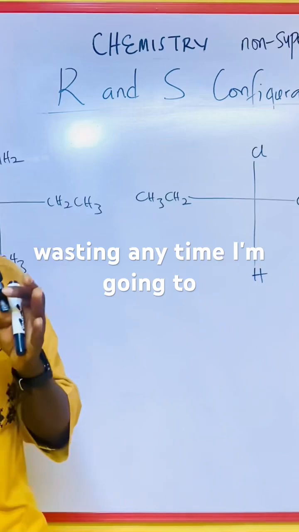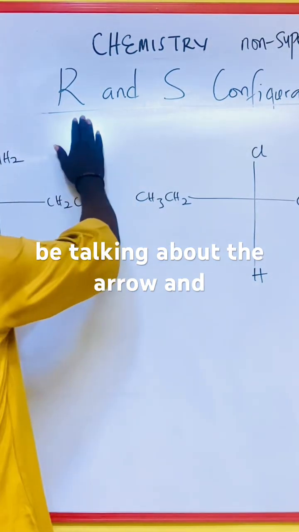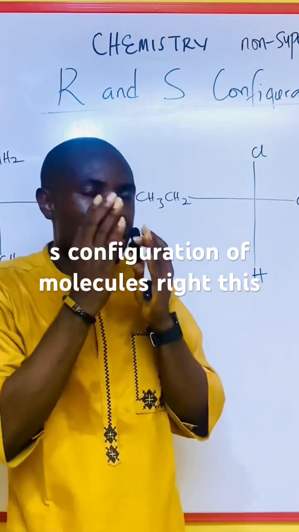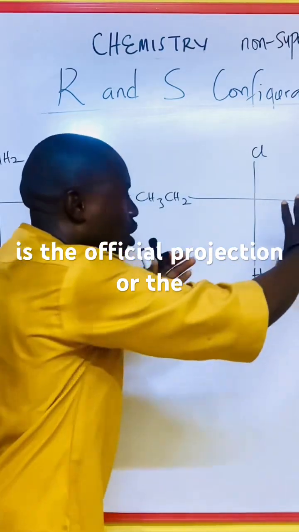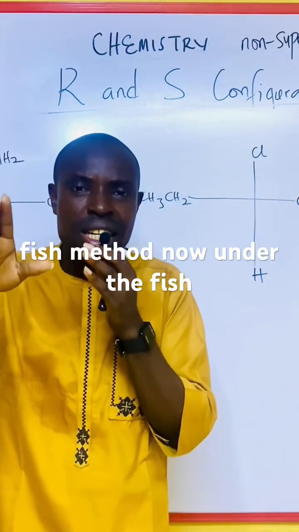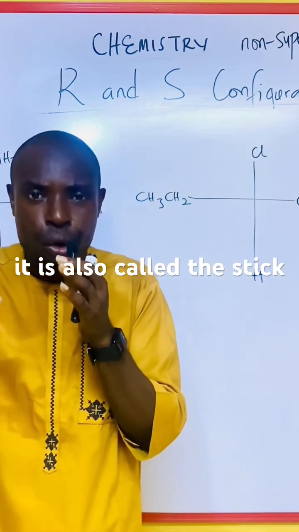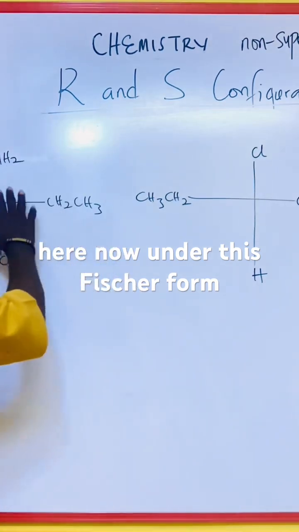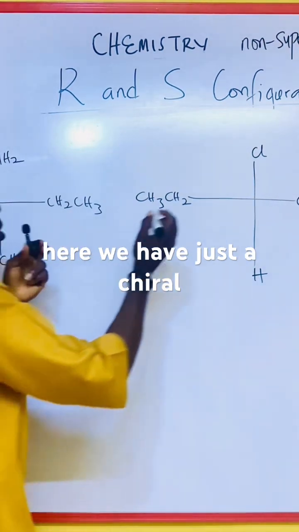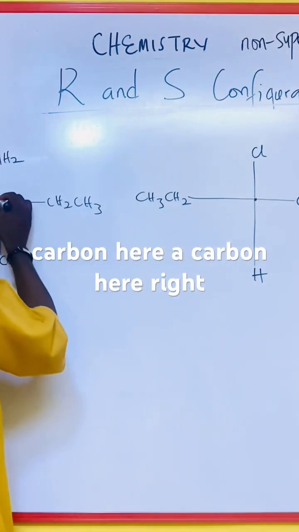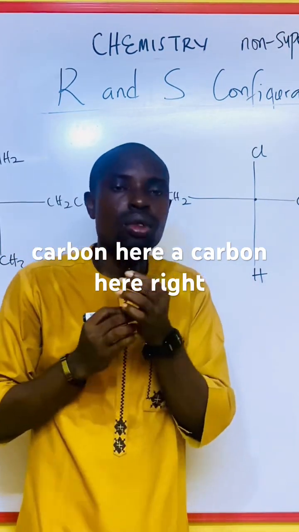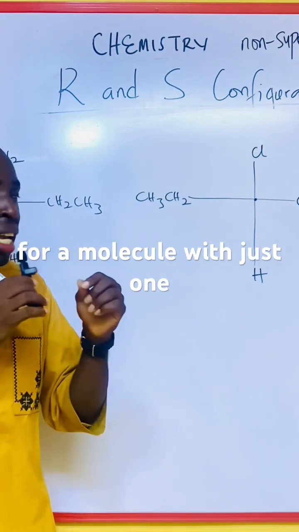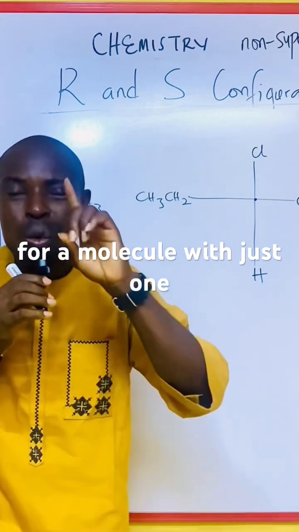And without wasting any time, I'm going to be talking about the R and S configuration of molecules, right? This is the Fischer's projection, or the Fischer's method. Now, under the Fischer's, it is also called the stick form. So we will not waste time. Now, there are simple rules here. Under this Fischer's form, we only have just a chiral carbon here, right? Meaning we are trying to determine the R or S configuration for a molecule with just one chiral center.